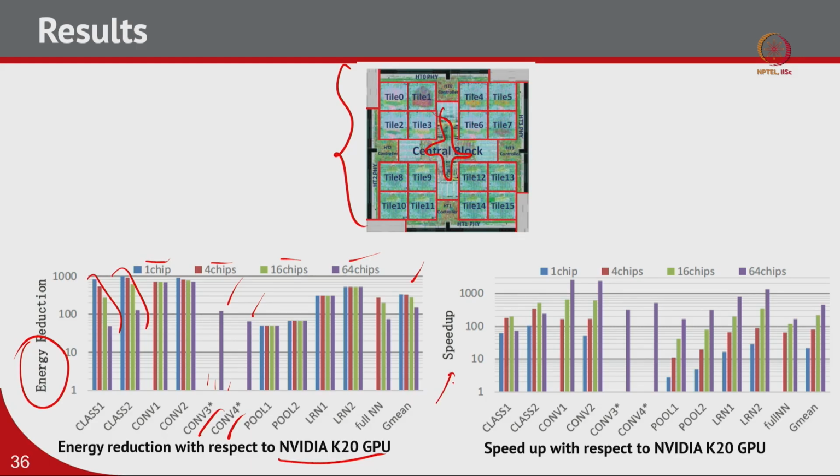Now, when we see the speed up, you can see that the speed up is almost always increasing with respect to the lower chip versions. So, when we go from 1 chip to 64 chip, the speed up is increasing, and there are some cases where the 1 chip, 4 chip or 16 chip versions cannot even handle that much computation, right. But again, in this case also you can see that for the classification layer, 64 chip might not have much improvement with respect to the 1 chip, 4 chip or 16 chip version. So, again there is a trade off. Yes, we can use multiple tiles, we can use multiple cores, but then there is a trade off, correct. So, that is the DaDianNao architecture.